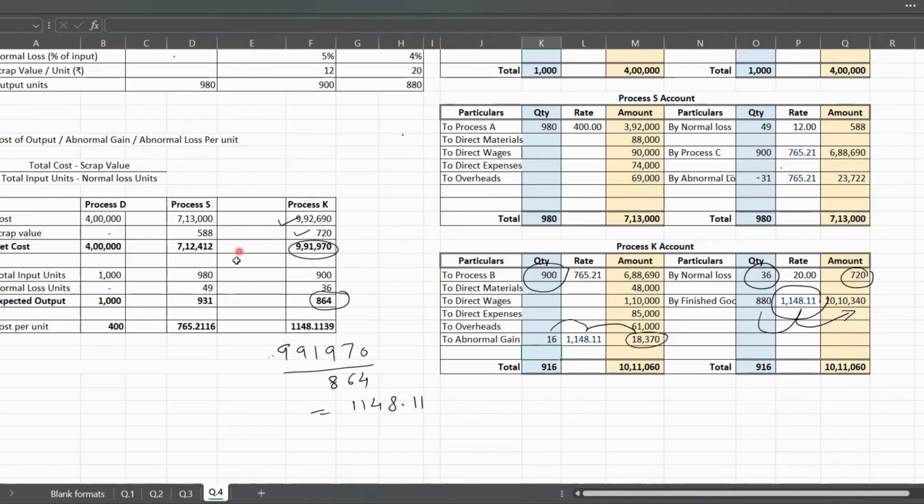Here, this table is shown only for convenience purposes. Actually, you have to use this formula only, and this way you have to calculate 1148. So your calculation will be in 3 steps only. This is only for tabular form in order to show you the values which are taken from these various processes.